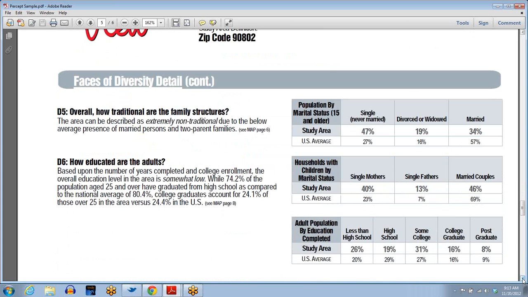Then diversity details here. It gives you more comparison to the U.S. average. It's asking here, how traditional are the family structures? And what you see here is a high percentage of single, never been married, and then a high percentage of divorced or widowed, and then a low percentage of married families that are traditional family. So as you study these, what you're doing is piecing together the kind of people that your church has, the fish in the pond.